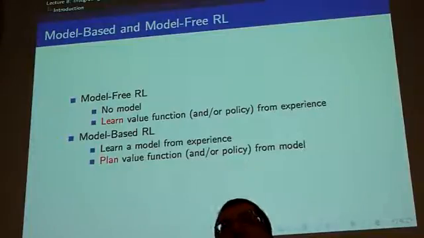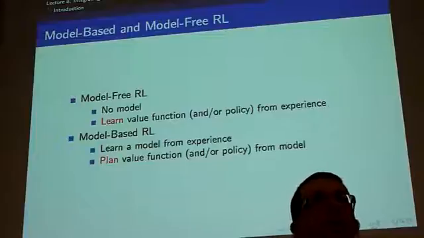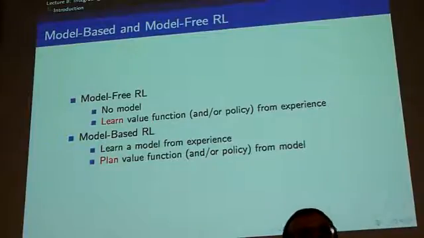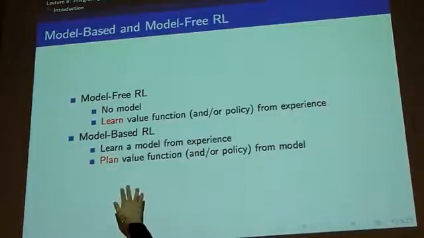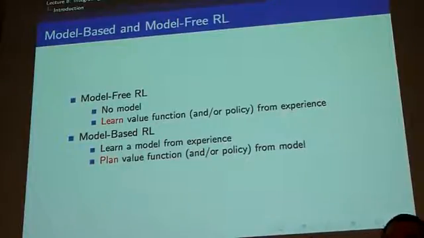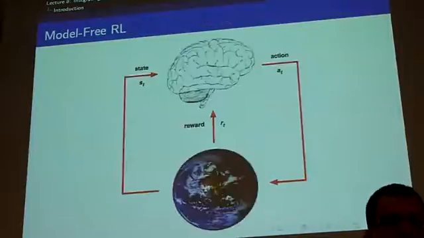So the model sort of takes the place of the real world. Instead of thinking about what happens in the real world, the agent now thinks about what happens in its model, and it uses the model to construct a value function and/or a policy. So what does that really look like then?